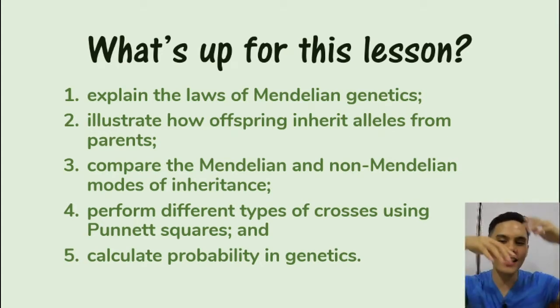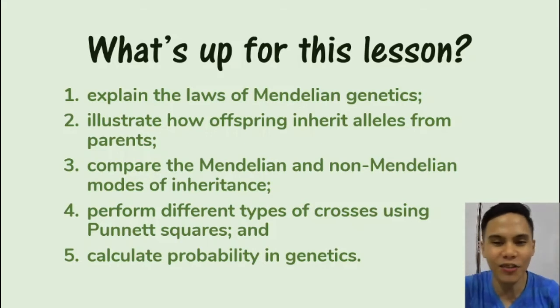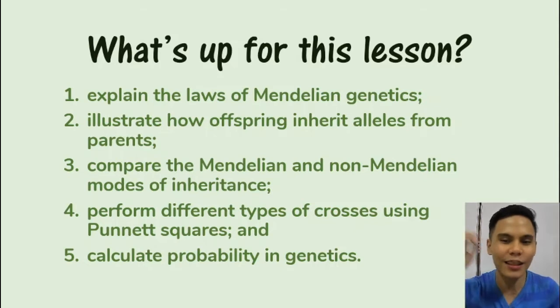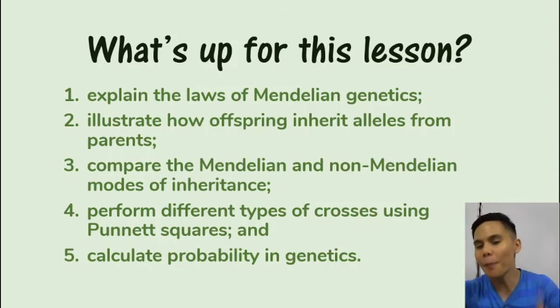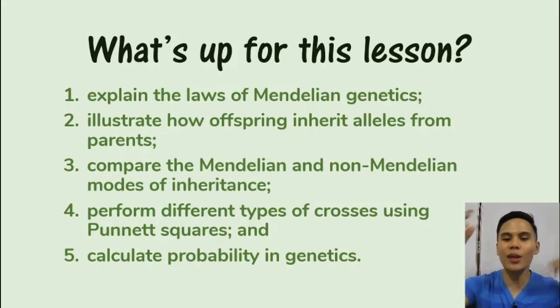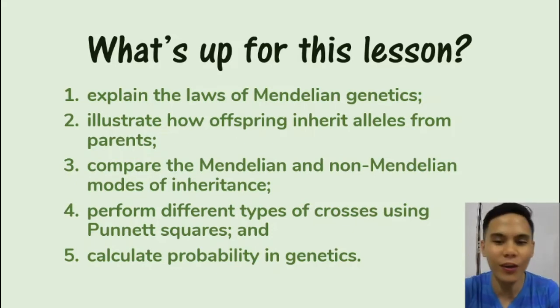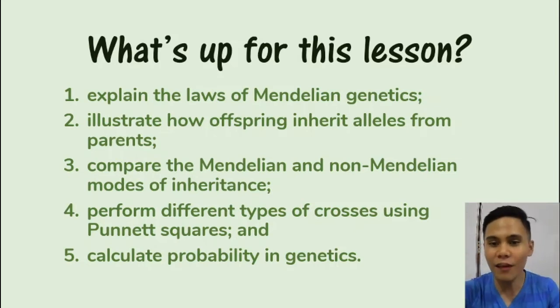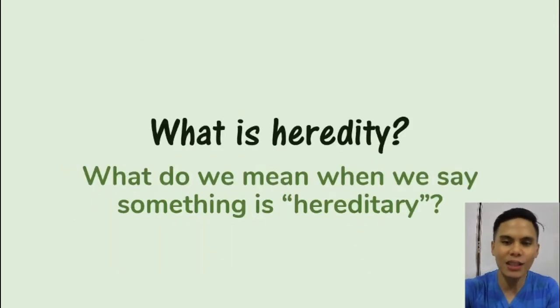So what's up for this lesson? This is what we're going to do. We're going to explain the laws of Mendelian genetics. We're going to see how offspring inherit alleles, whatever those are. We're going to find out in a bit. Compare Mendelian and non-Mendelian inheritance, and do some Punnett squares and compute for probability in genetics. All the good stuff. So last year, you should have already taken up a bit about Mendelian genetics. We're just going to have a review for this first video.